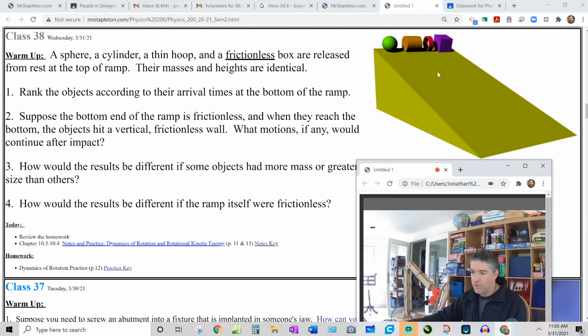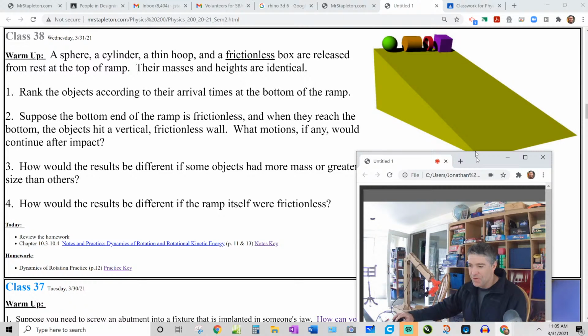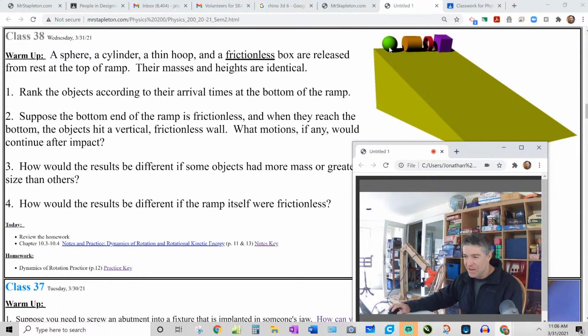How about the hoop, the thin hoop? How many people think it'll get to the bottom fastest? All right, how about the cylinder? Well, either everybody's hesitant to guess, or you're not connected, or everybody thinks it's going to be the sphere. How many people think the sphere will get to the bottom first? Oh, good. I'm glad people actually have some answers here.